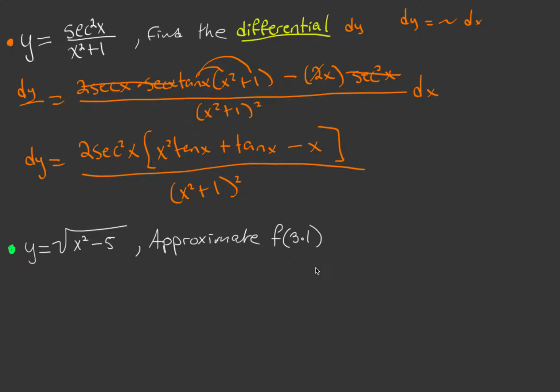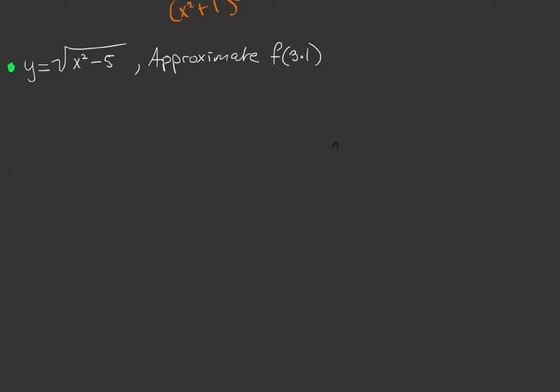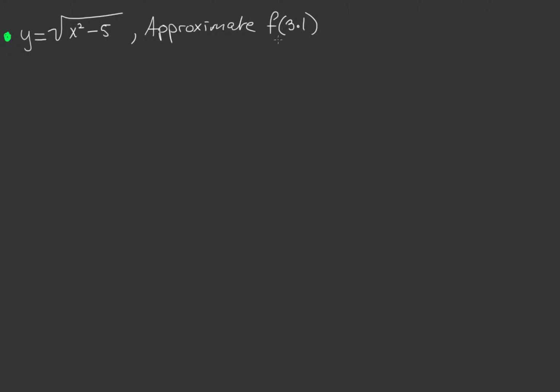So the second part is going to be an approximation. If we see approximation of something, we have to find what our x is to start off, what our y is, and then what is our delta x, which is also going to be equal to dx. And then we need to find our differential, which is dy. So let's do all of that just now.